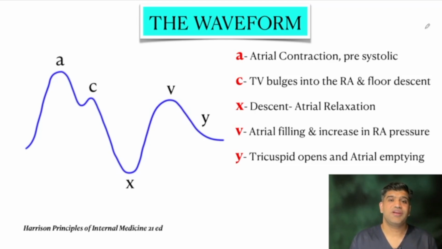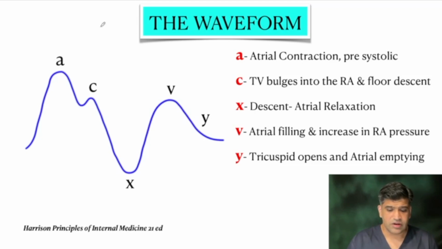So before starting our journey of studying the abnormal JVP waveforms, let's take a couple of seconds and quickly revise the normal waveform. As we saw in the previous video, there are 5 waves, or 5 deflections, in a normal JVP waveform. 3 are positive, A, C and V, and 2 are negative, that are descents or the troughs, that is X and Y.